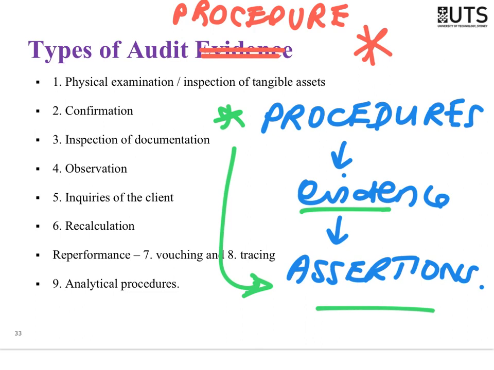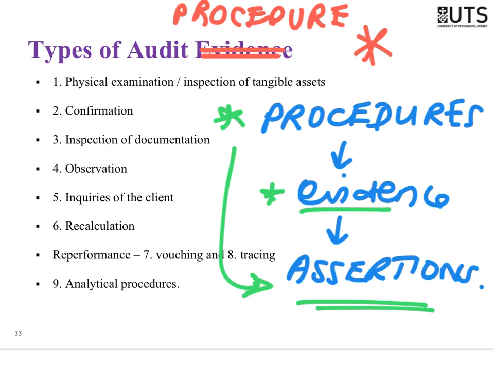Oh, and by the way, one more thing. The evidence that you collect, as I said, is supporting the assertions. Ladies and gentlemen, at the end of the day, what am I trying to do? I'm trying to perform procedures and gather evidence to support the fact that for all the income statement transactions, I'm trying to get evidence to support that all those income statement transactions really, number one, occurred. Secondly, were completely recorded. Thirdly, they were recorded accurately. Fourthly, they were recorded in the right accounting period, which is cutoff. And fifth, they were recorded in the right accounts, which is classification.